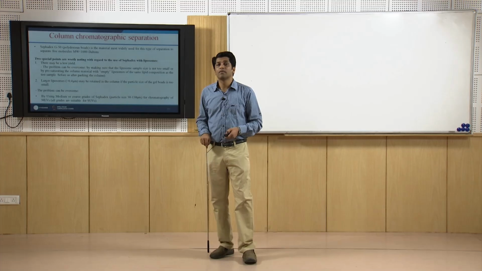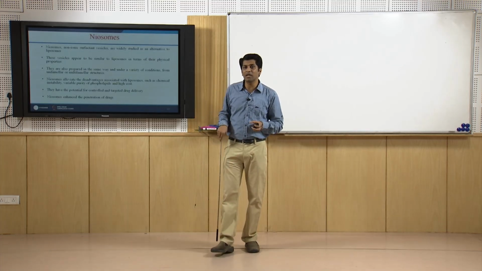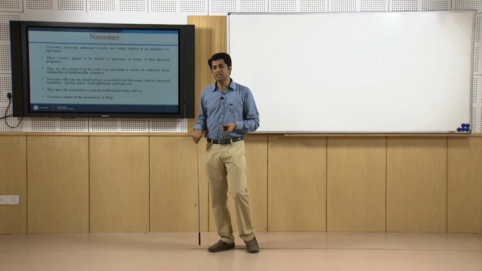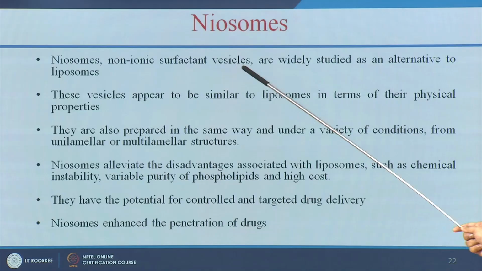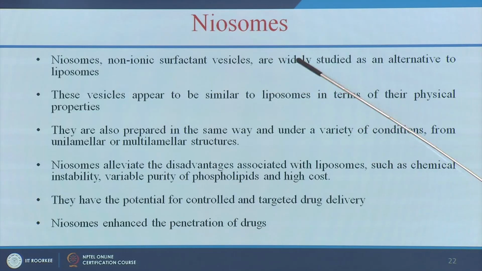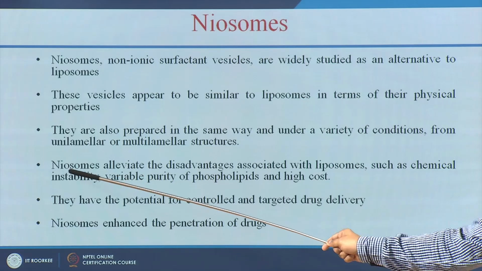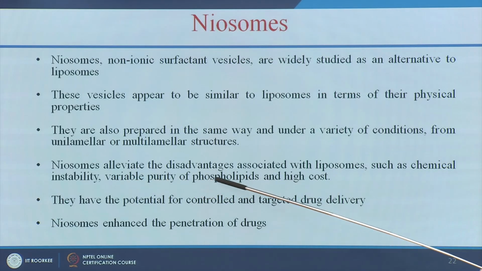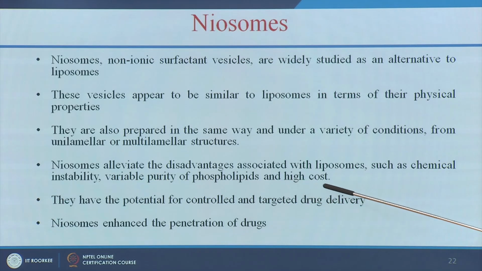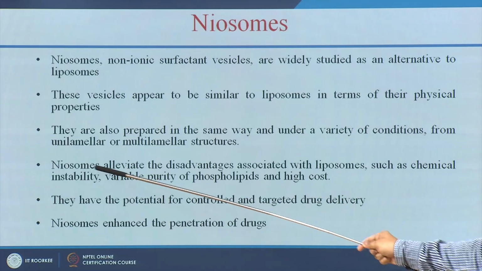Okay. So, before we learn what is solid lipid nanoparticle, let us see some of the other types of lipid based nanomaterials, that is Niosomes. So, Niosomes are non-ionic surfactant vesicles, okay, and these are widely studied as an alternative to liposomes. So, here the Niosomes overcome the disadvantages associated with the liposomes. So, for example, chemical instability and variable purity of phospholipids and high cost. So, these are the drawbacks of liposomes. This can be overcome by the Niosomes.